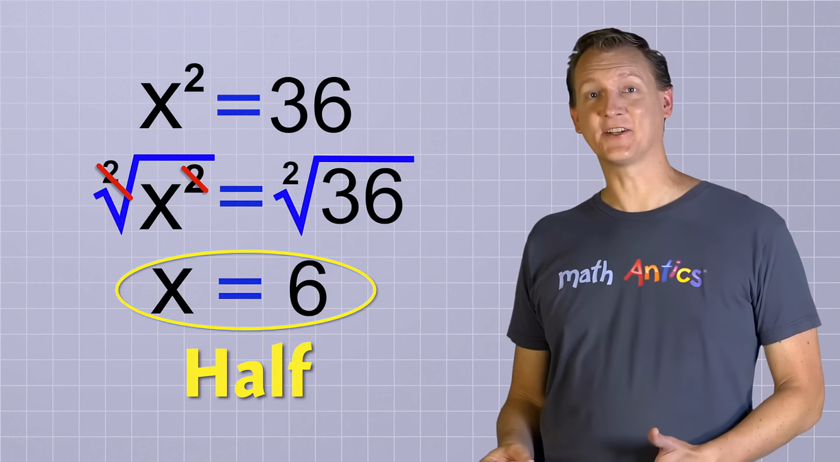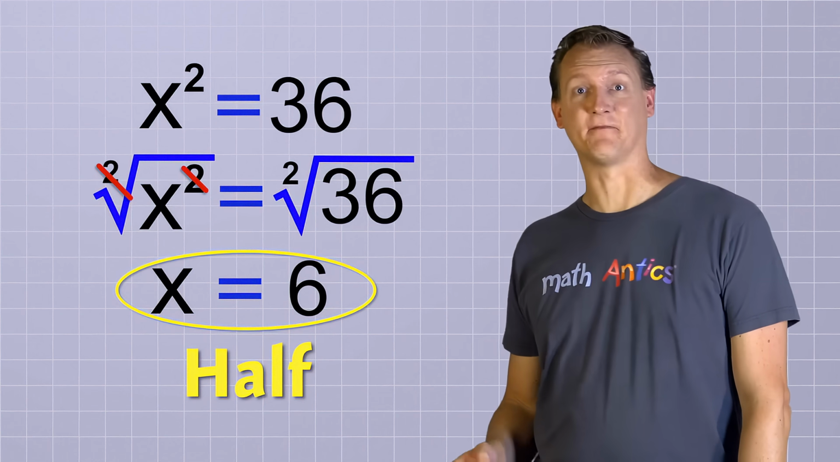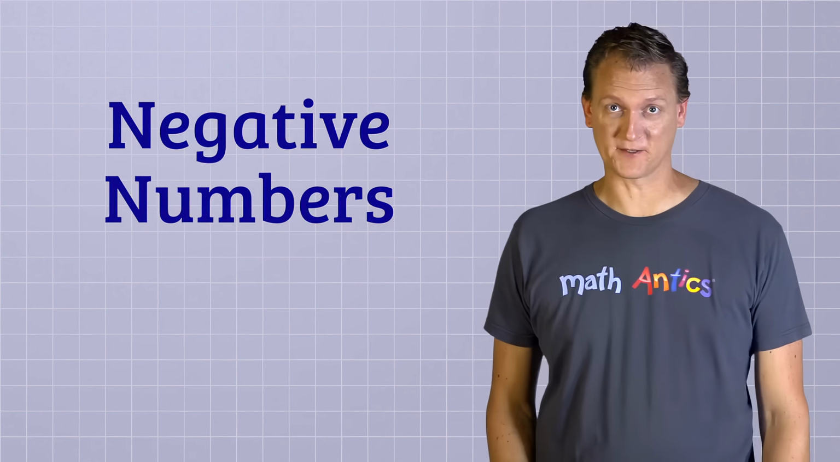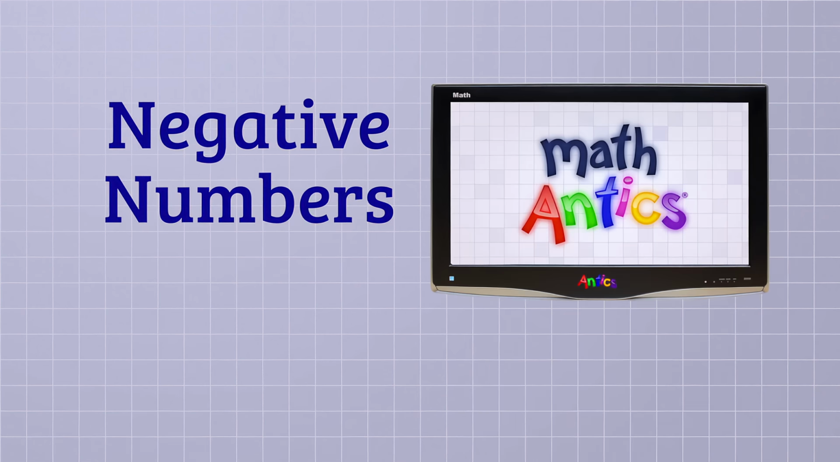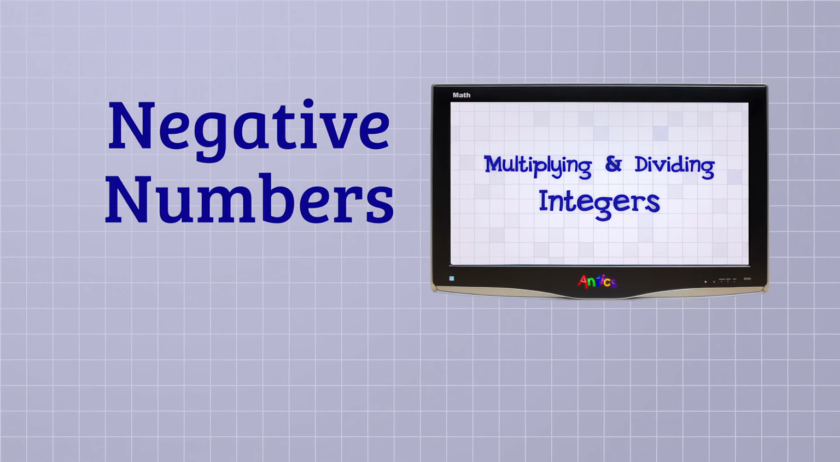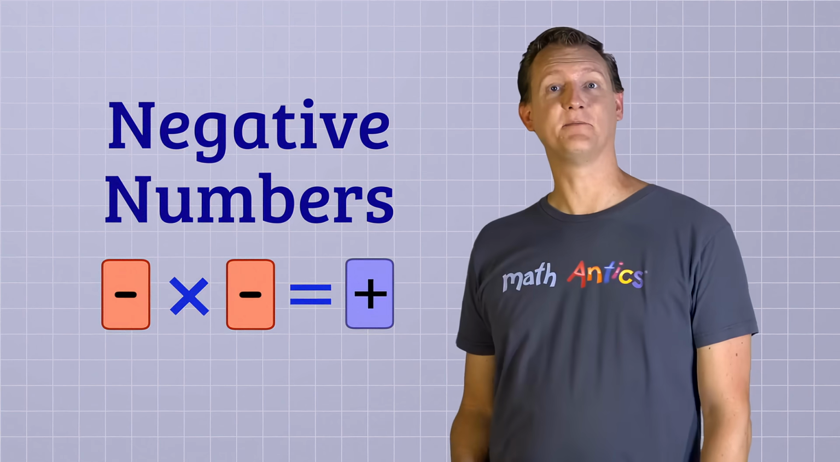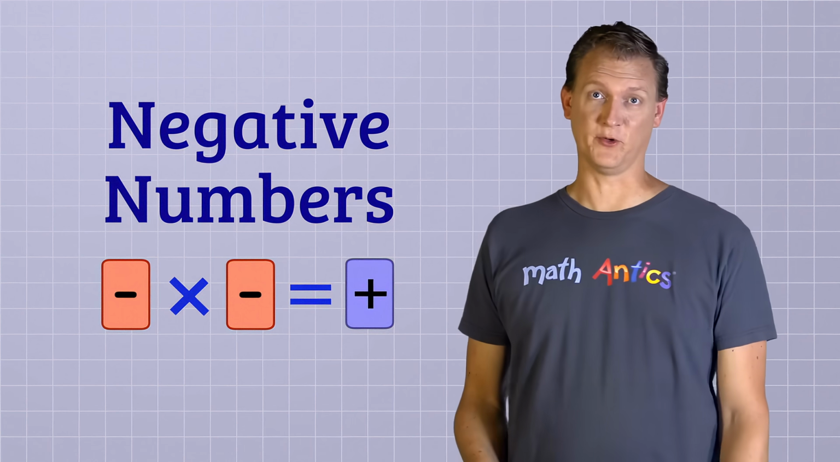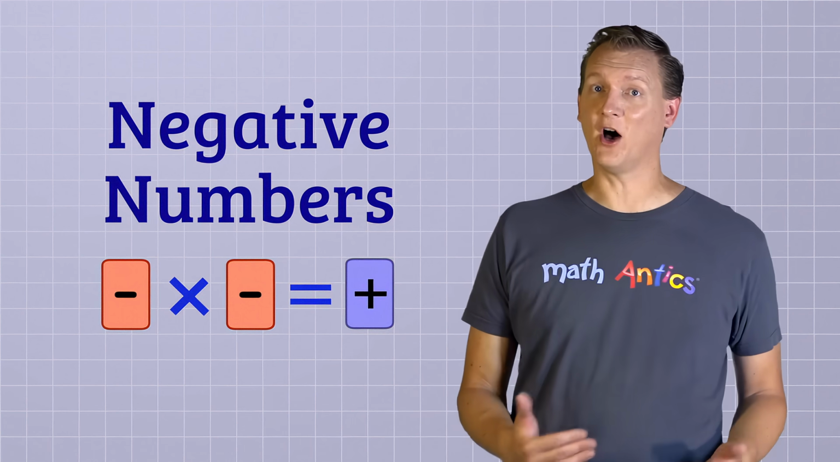This problem's actually a little more complicated than it looks at first, thanks to negative numbers. Do you remember in our video about multiplying and dividing integers? We learned that if you multiply two negative numbers together, the answer is actually positive. That turns out to be really important when it comes to roots, because it means that there's often more than one answer.